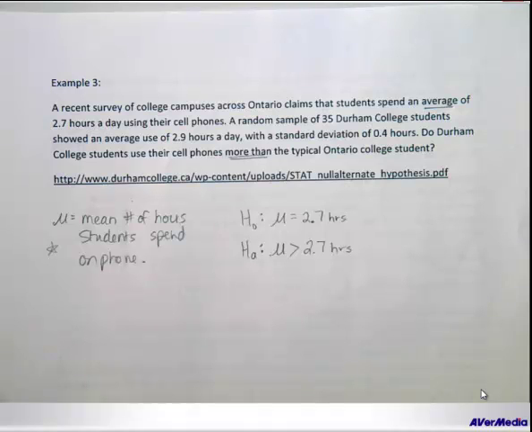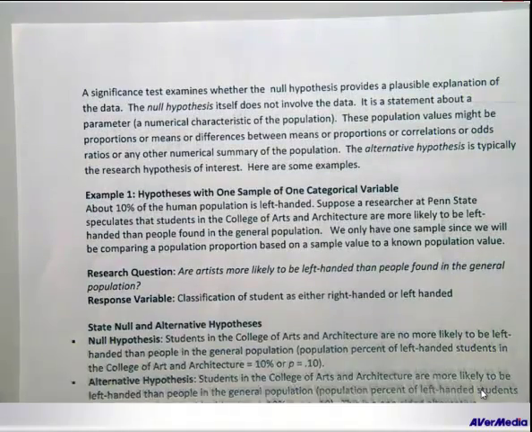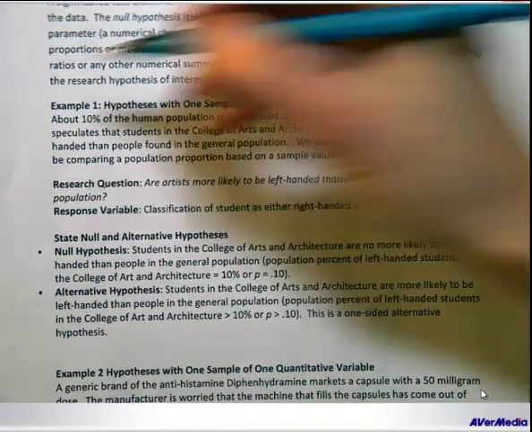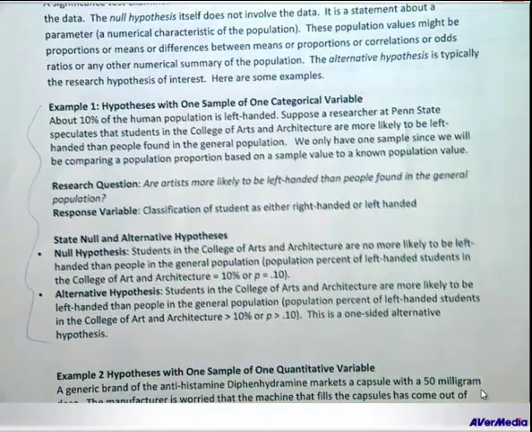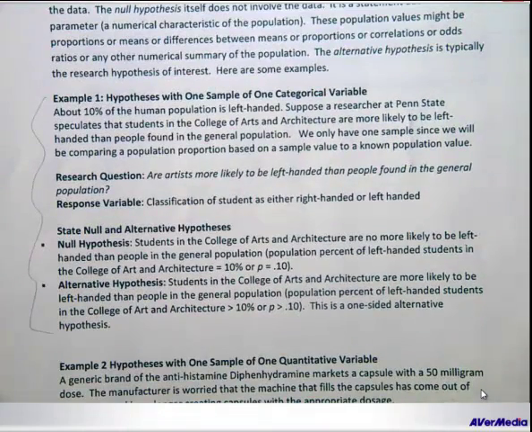Okay, flip back to the other side. These ones are all typed out for you. They're in a little bit more detail because I pulled these from an internet site. So the first one, it's called a one sample of one categorical variable. So categorical variables are like, okay, percent of students that do something, so proportions.